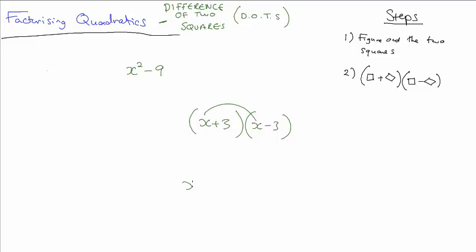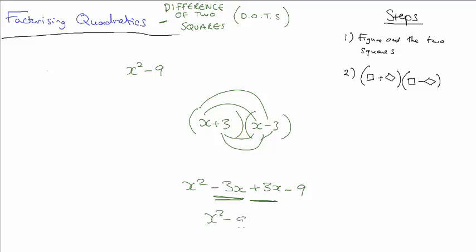Hopefully you can see this. If I multiply that out, I get x squared. If I do that, I get minus 3x. Do this, I get plus 3x. Can you see that's a minus 3x, that's a plus 3x? They're going to cancel, they're going to knock each other out. And then finally you've got plus 3 times minus 3, which is minus 9. So you see that's going to end up giving you exactly what we need.